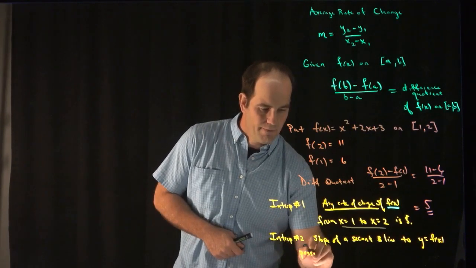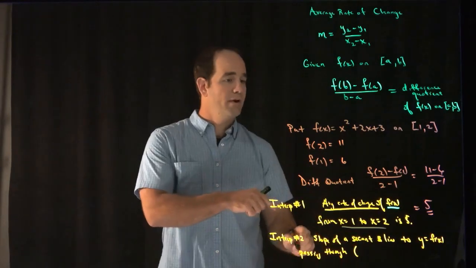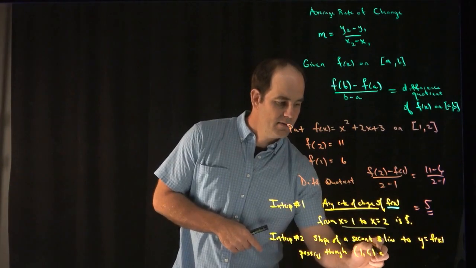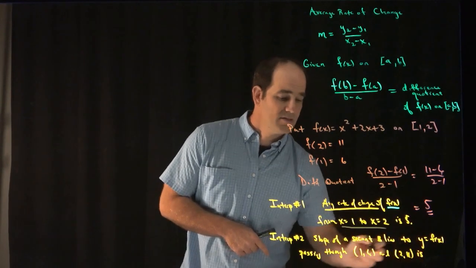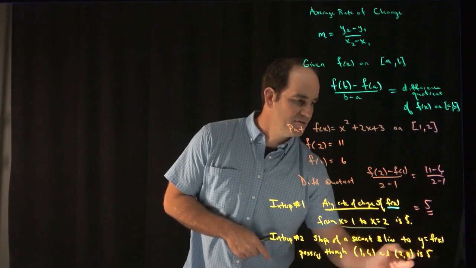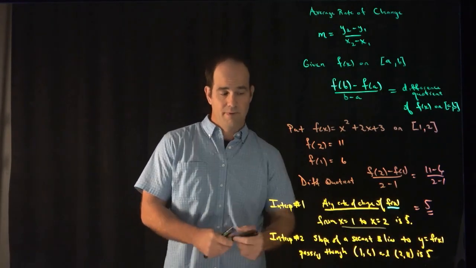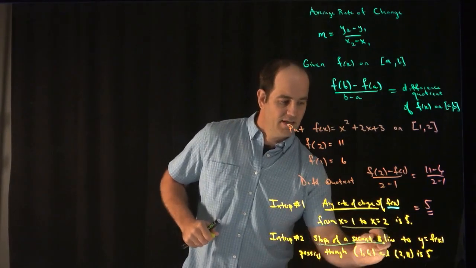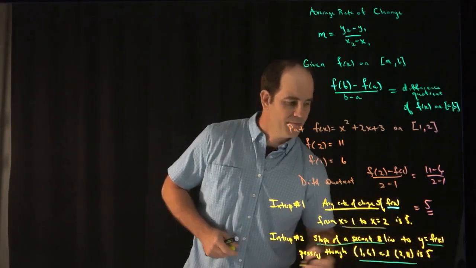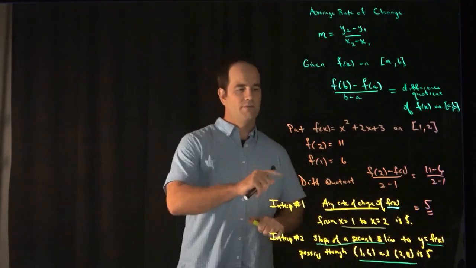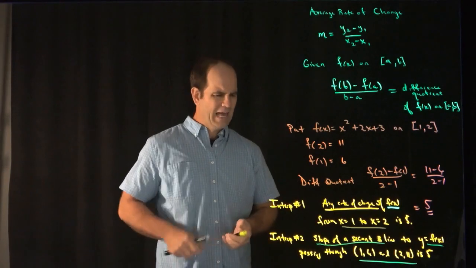passing through, let's see, what were our points? 1, 6, and 2, 11. What is the slope of this line? It is 5, just like we had a moment ago with the average rate of change. So once again, let's highlight those things we don't want to miss. It's the slope of the secant line to a particular curve passing through a couple points. So all of these are really crucial pieces to interpreting it.